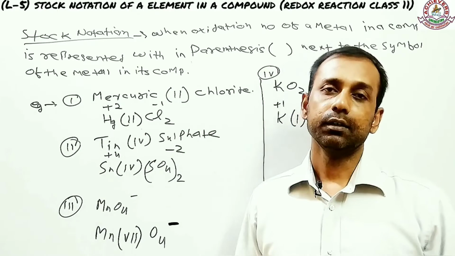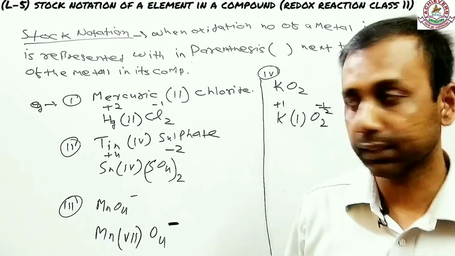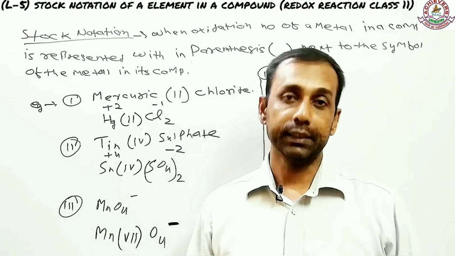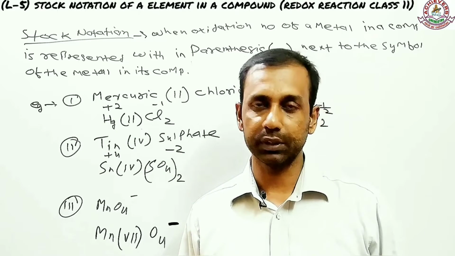So, what is stock notation? When the oxidation number of a metal is written within a bracket next to the symbol of the metal in its compound, and if you write the formula, that presentation is called stock notation.